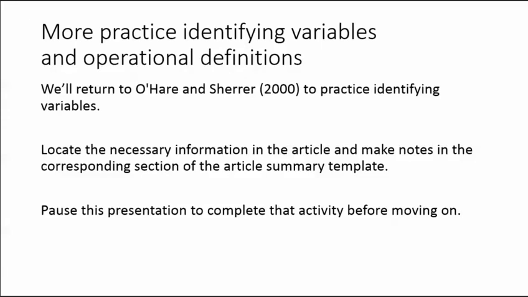We'll return to O'Hare and Scherer to practice identifying variables. Locate the necessary information in the article and make notes in the corresponding section of the article summary template. Pause this presentation to complete that activity before moving on.